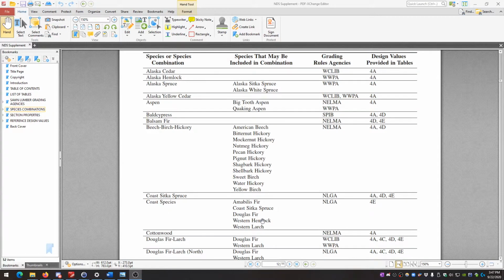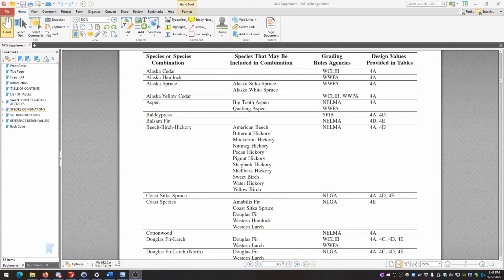Along with each of these combinations, there's also a grading rules agency and a table where the relevant design values appear. So, for example, the Douglas fir larch, this species combination has its grading defined by the WCLIB and the WWPA. All of the agencies that are listed here are various national or more commonly regional associations of lumber mills, trade groups, that sort of thing, that lay out specific standards for how each species combination is going to be graded.